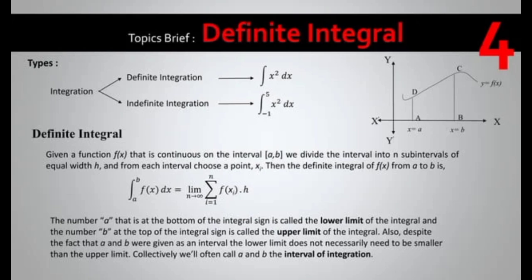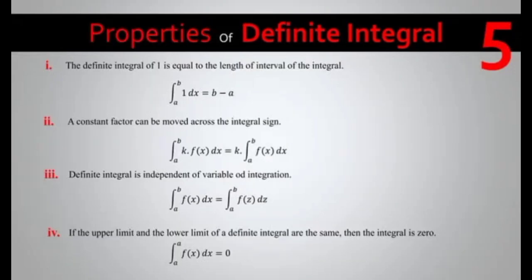the number a at the bottom of the integral sign is called the lower limit of the integral, and the number b at the top of the integral sign is called the upper limit of the integral. Also, despite the fact that a and b were given as an interval, the lower limit does not necessarily need to be smaller than the upper limit. Collectively, we'll often call a and b the interval of integration.